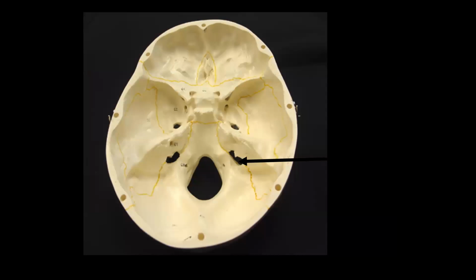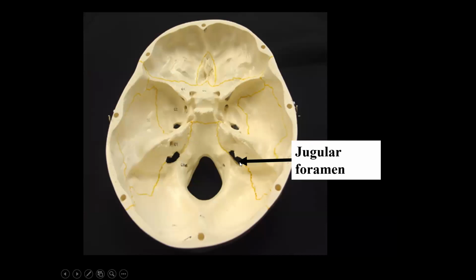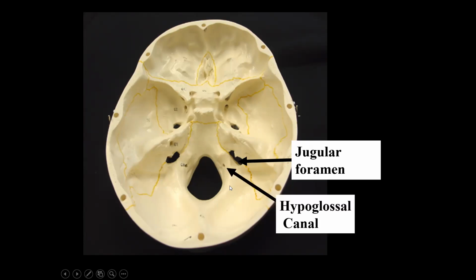Another image of the jugular foramen. Again, you can see it right there. And the other one's over here, because we have paired jugular veins, one on each side. Here we have a tiny little opening that we see here called the Hypoglossal Canal.